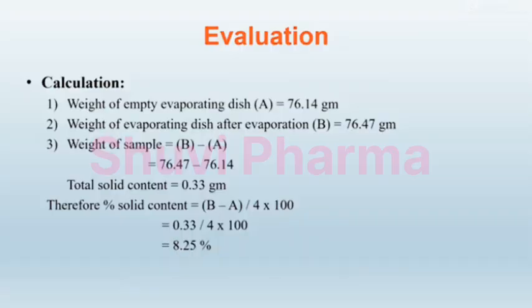So here are the calculations of percent solid content. The weight of empty evaporating dish was noted, mentioned as A. Then the weight of evaporating dish after evaporation was noted, mentioned as B. Then the weight of sample was calculated. So the total solid content obtained was 0.33 gram. So therefore the percent solid content was calculated. Okay, and the value obtained was 8.25% of solid content present in shampoo.